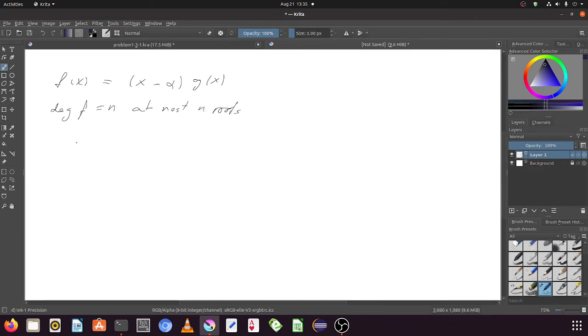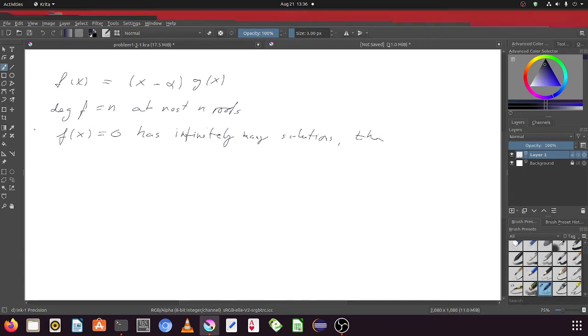And in other words, if f of x equals 0, where f is a polynomial, has infinitely many solutions, then f vanishes in the sense that all coefficients vanish.